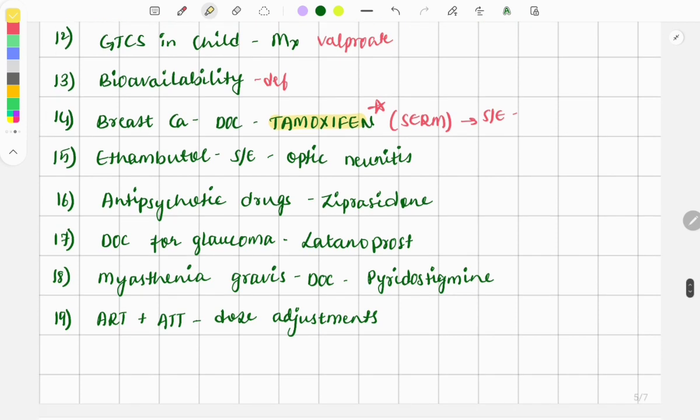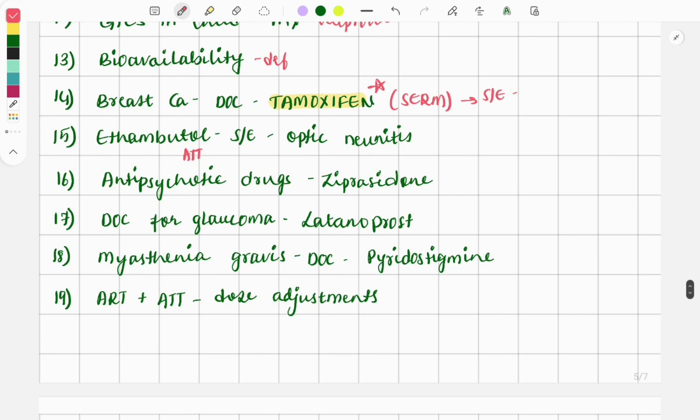Then moving on, ethambutol side effect. Ethambutol is an anti-tubercular drug and it causes optic neuritis. So that's why we need to use it very carefully. Then the next question, antipsychotic drugs. Antipsychotic drugs are also a repeat topic.